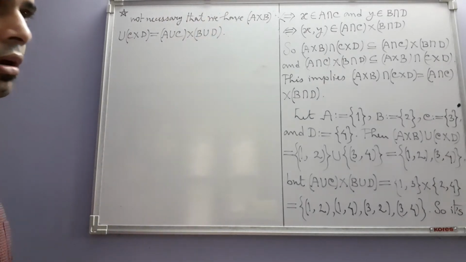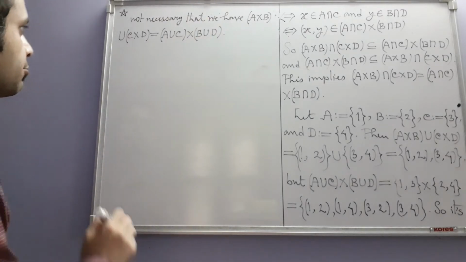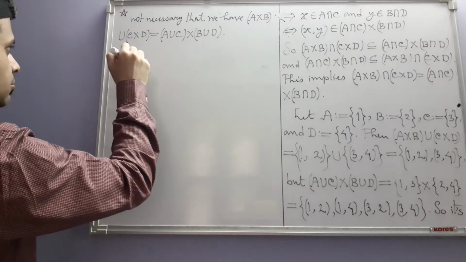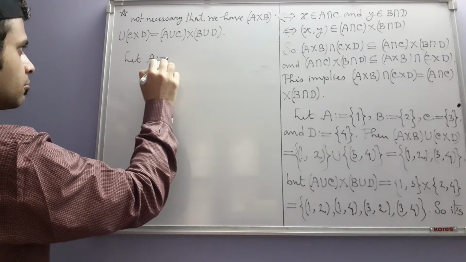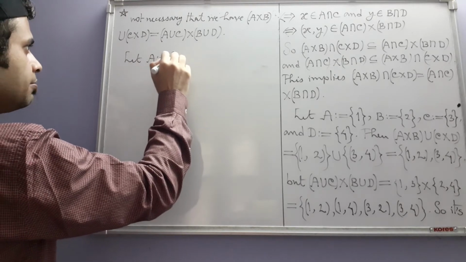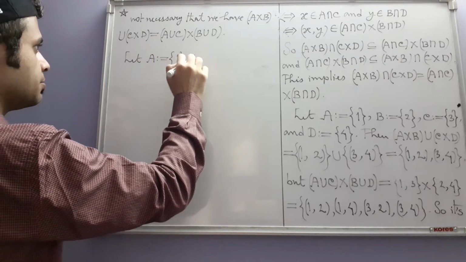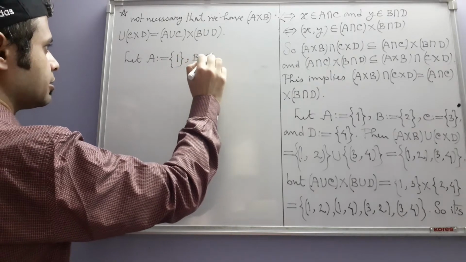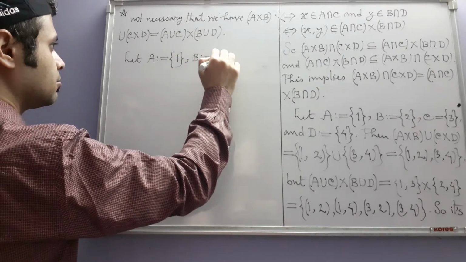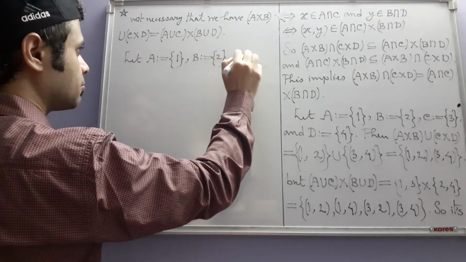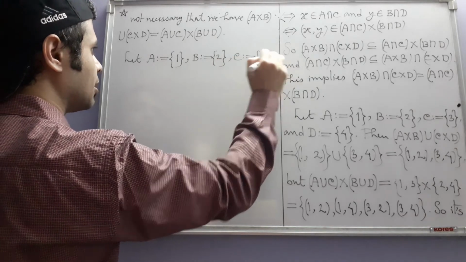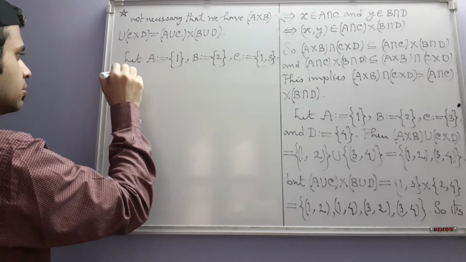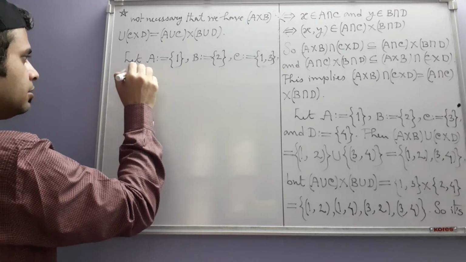Just like that, the last one is also not true. For that, let A be this one element set, A and B are just like before. C has these two elements, 1 and 3, and let D be the empty set.